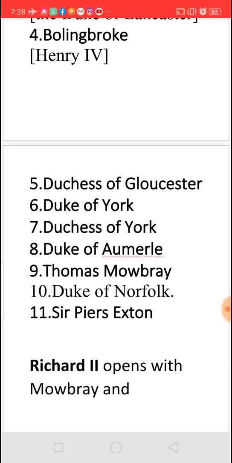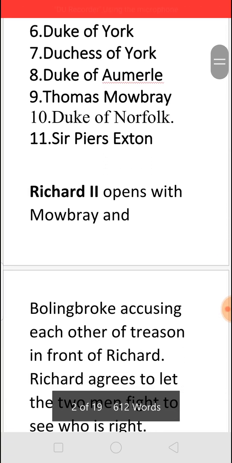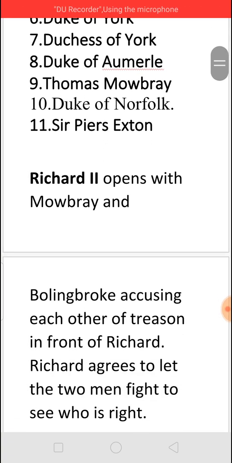And then we have another important character, Thomas Mowbray, Duke of Norfolk. And Sir Piers Exton is the character who comes in the end, but he is the person who kills Richard II in the play. Now, this play starts with Mowbray and Bolingbroke accusing each other.